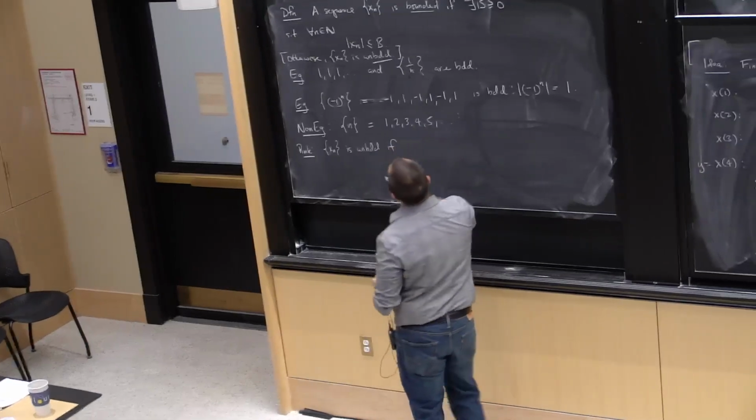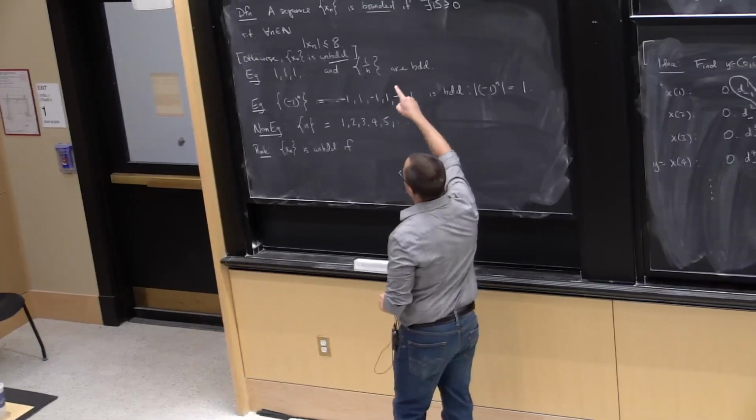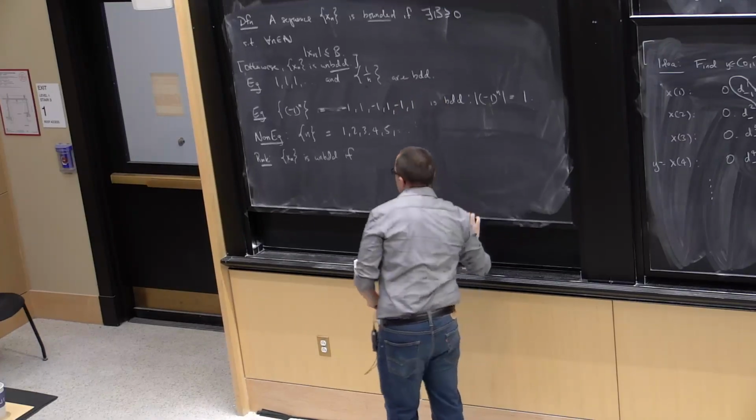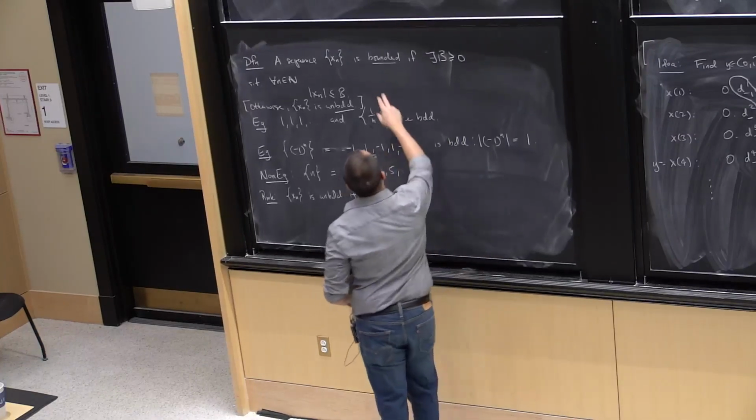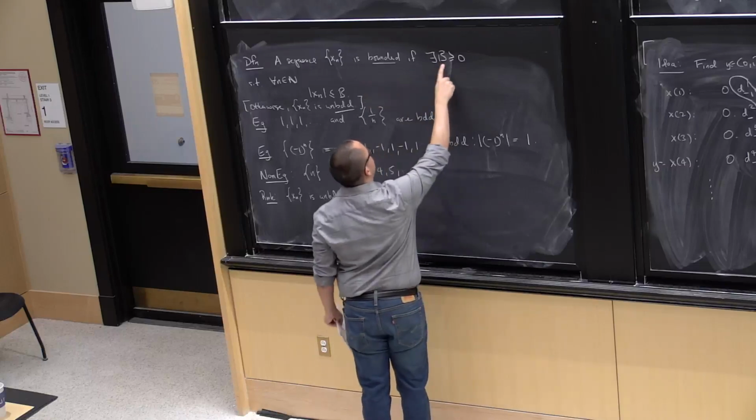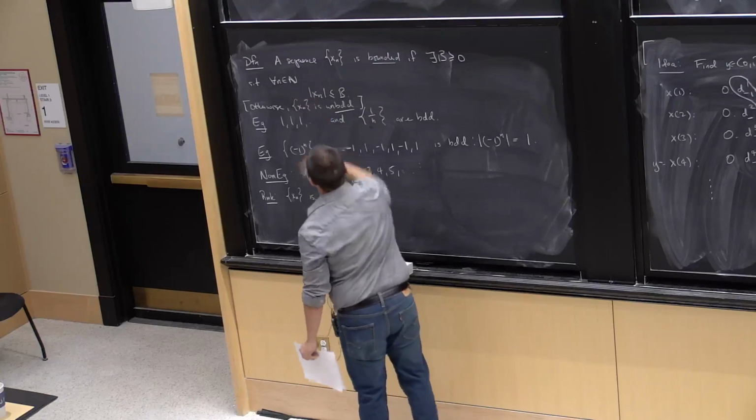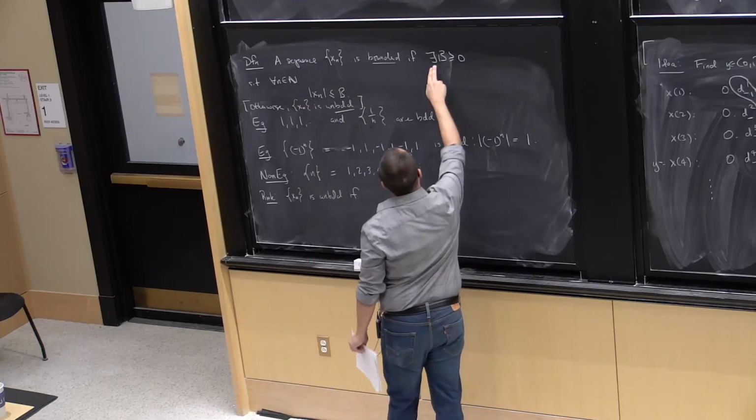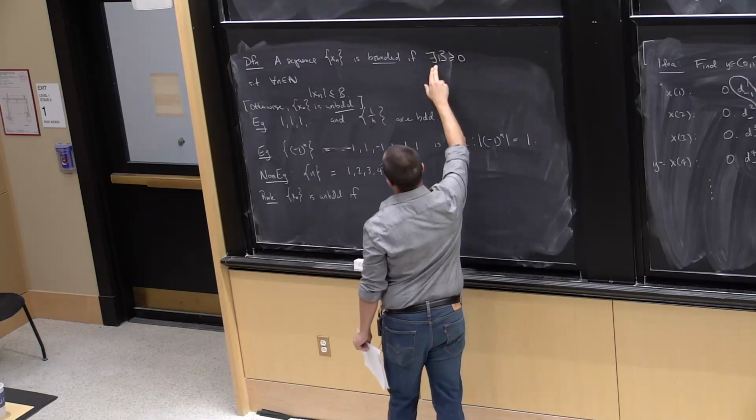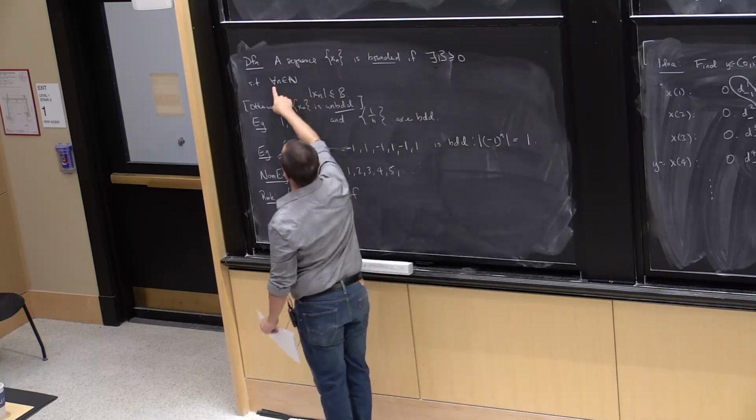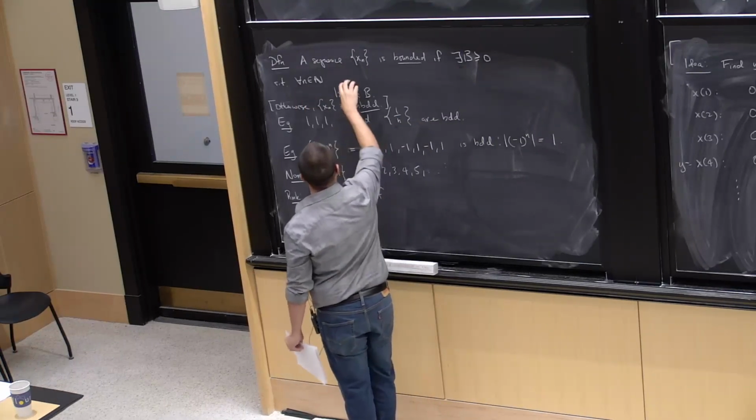So if it doesn't satisfy that definition, we need to negate this definition. The definition says this is bounded if there exists a b bigger than or equal to 0 such that this holds for all n. Okay? Now, when I negate a there exists, that becomes a for all. And when I negate a for all, that becomes a there exists. And then I negate this condition.